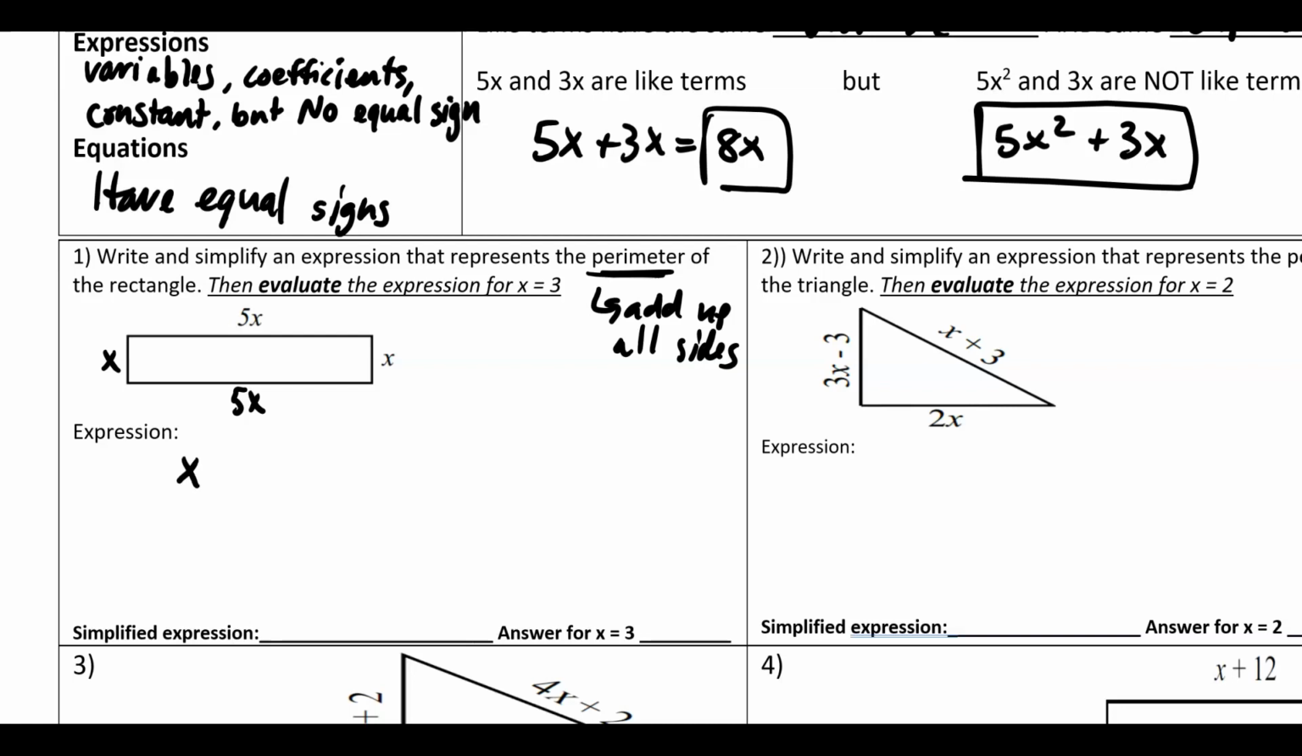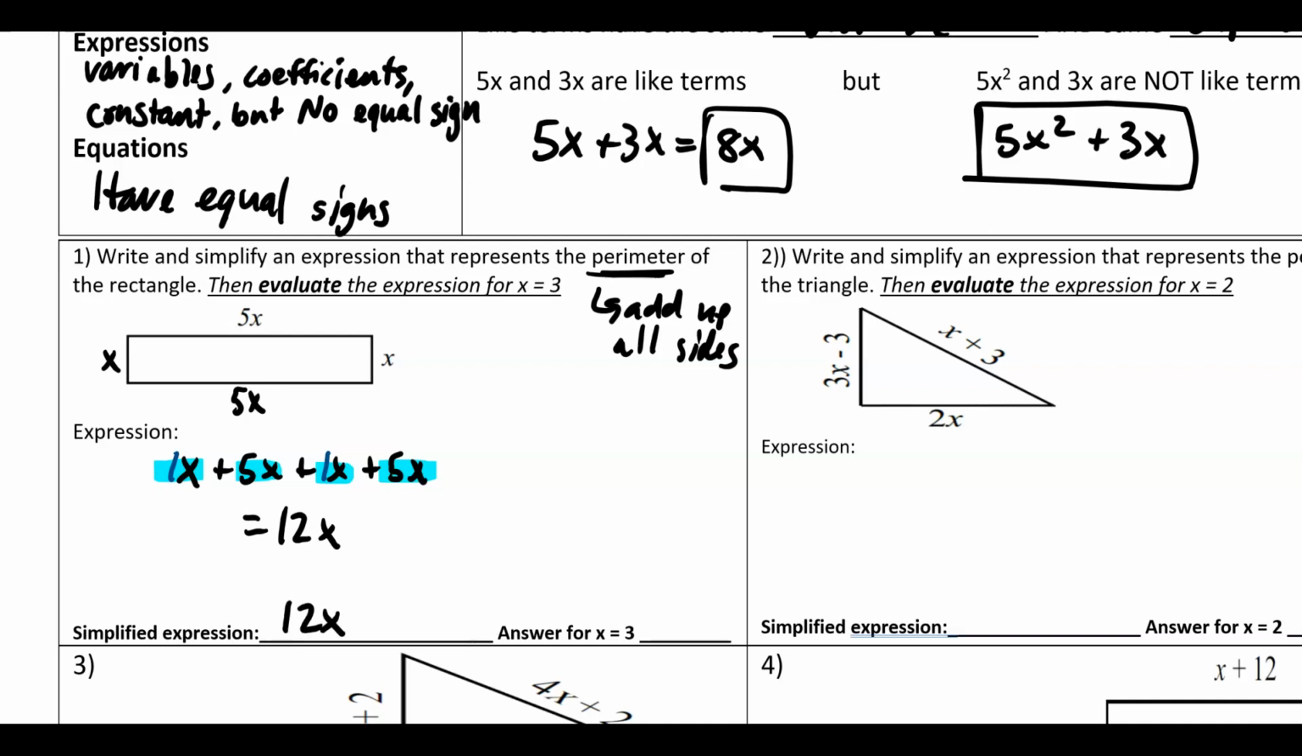I'll say x plus 5x plus x plus 5x. These are all like terms. They all have the same variable and the same exponent. They don't have an exponent. And just remember that anytime you have a variable by itself, it has a coefficient of 1. So those x's are really like 1x, right? So 1x plus 5x plus 1x plus 5x, that should give us 12x. So that is our simplified expression.